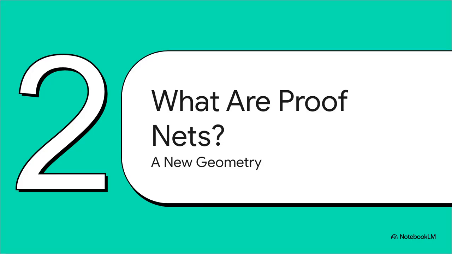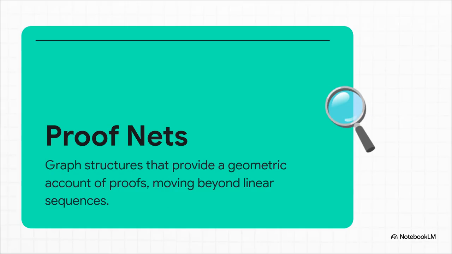So, if that's the old way, what's the alternative? Let's get right to the heart of it. What exactly are proof nets? At their very core, proof nets are basically graph structures. They take a proof and turn it into a diagram, giving you a geometric picture of the argument. This is a massive shift in perspective, moving us way beyond that simple line-by-line sequence we were just talking about.